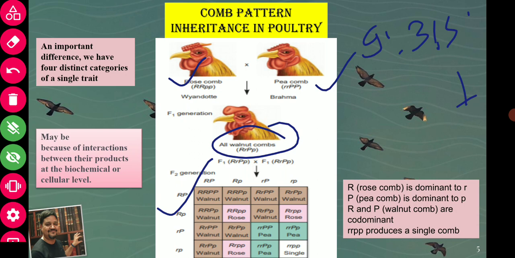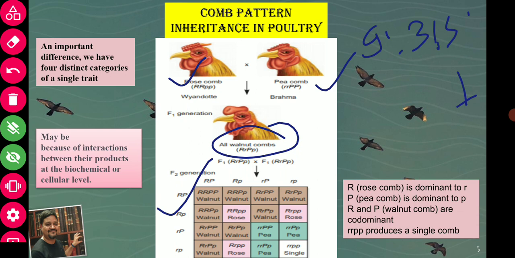But the combination, as I discussed earlier, depended on the dominant or recessive status of the alleles present at these two loci. The important difference we have here is that we have four distinct categories of a single trait. In Mendel's dihybrid cross also there were four distinct phenotypic categories, but there we were studying two traits. Here there are four distinct categories for a single trait only. So this is the basic difference between gene interaction and the simple Mendelian dihybrid cross.